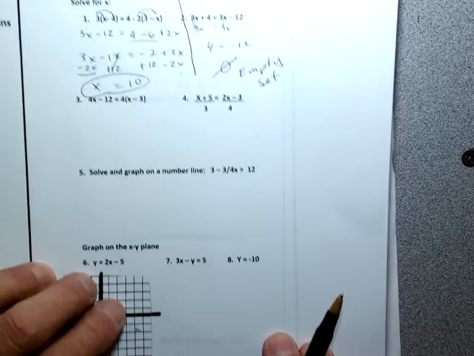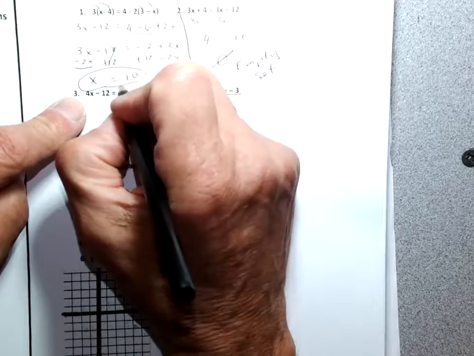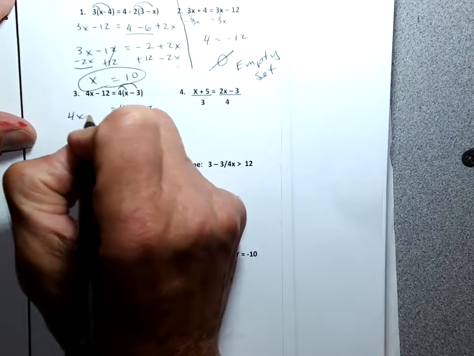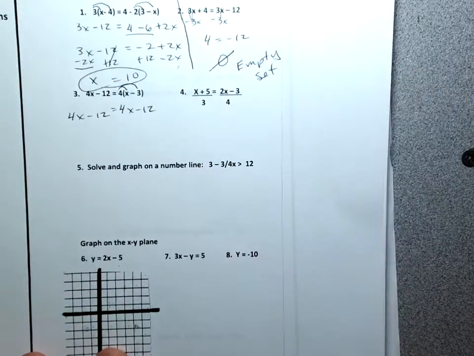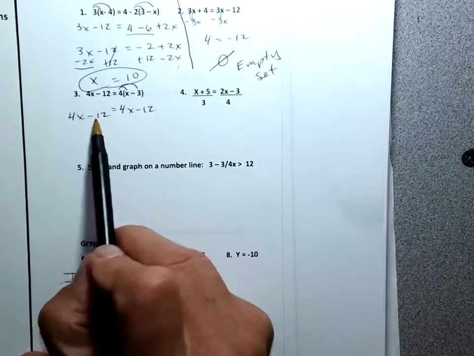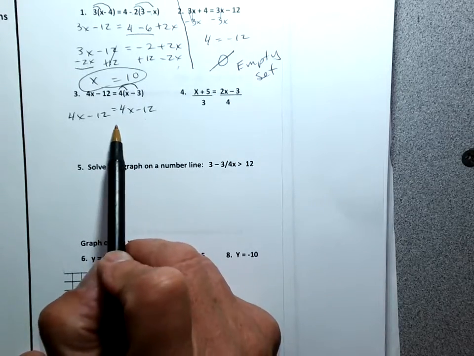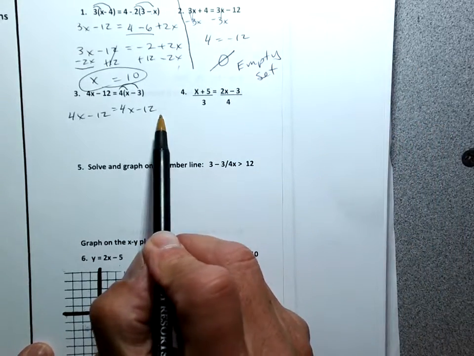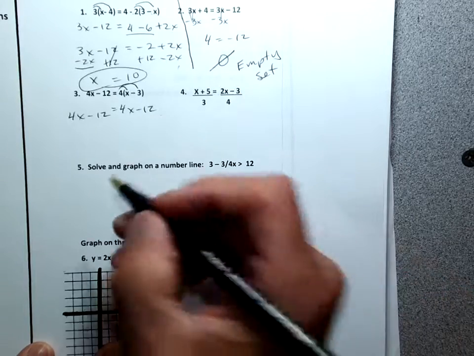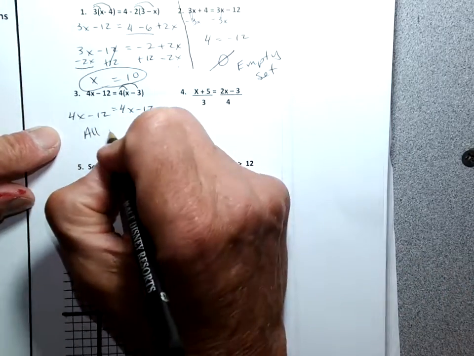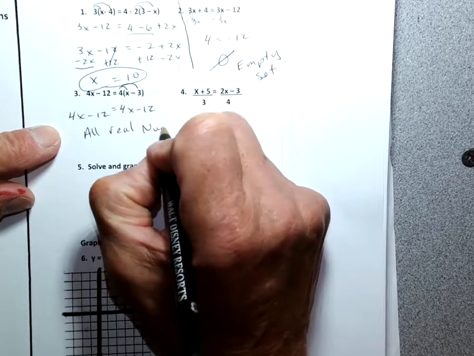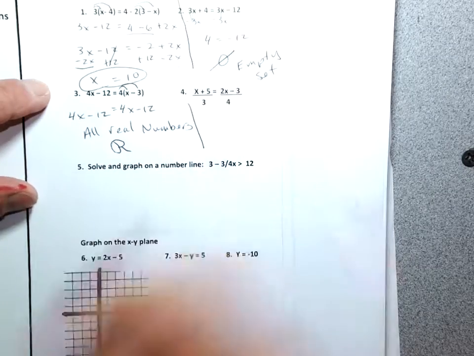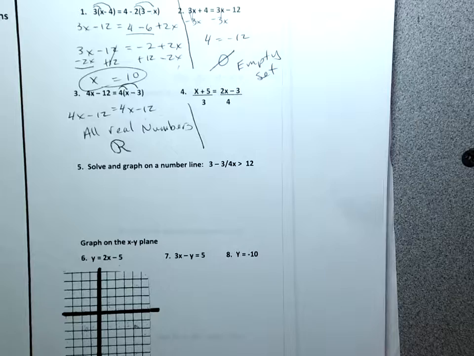Okay, 3. I'm going to distribute, so I'll get a 4x minus 12. And what I get is 4x minus 12 equals 4x. It equals itself. Now that's weird. If you get it to equal itself, then no matter what number I plug in, it will always be equal. Plug in any number, and it's always going to equal itself, so any number will work. So we say the answer is all real numbers. Now there's a symbol for that, and that's the cursive R. Either answer, all real numbers written out is fine, or the cursive R, okay?